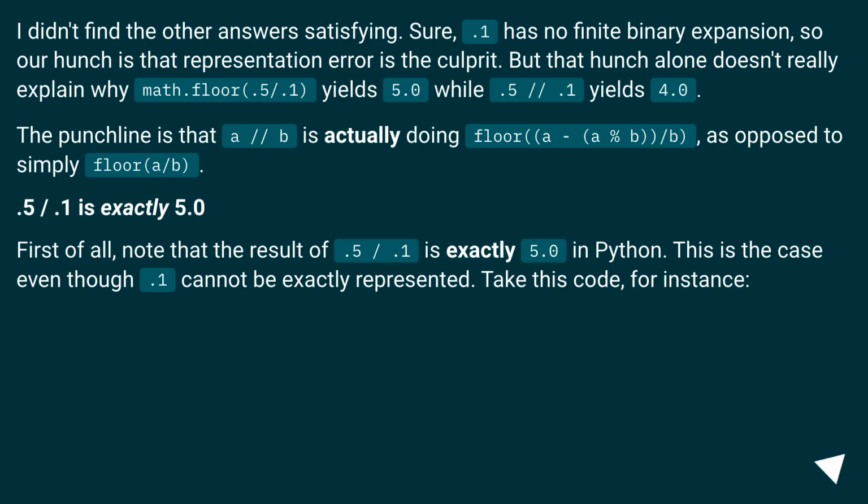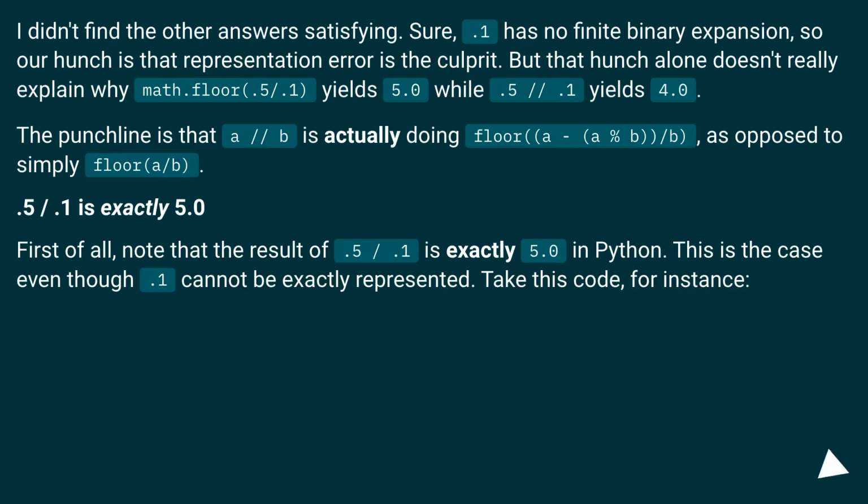I didn't find the other answers satisfying. Sure, .1 has no finite binary expansion, so our hunch is that representation error is the culprit. But that hunch alone doesn't really explain why math.floor(.5/.1) yields 5.0, while .5//.1 yields 4.0. The punchline is that a//b is actually doing floor((a - a%b)/b), as opposed to simply floor(a/b).